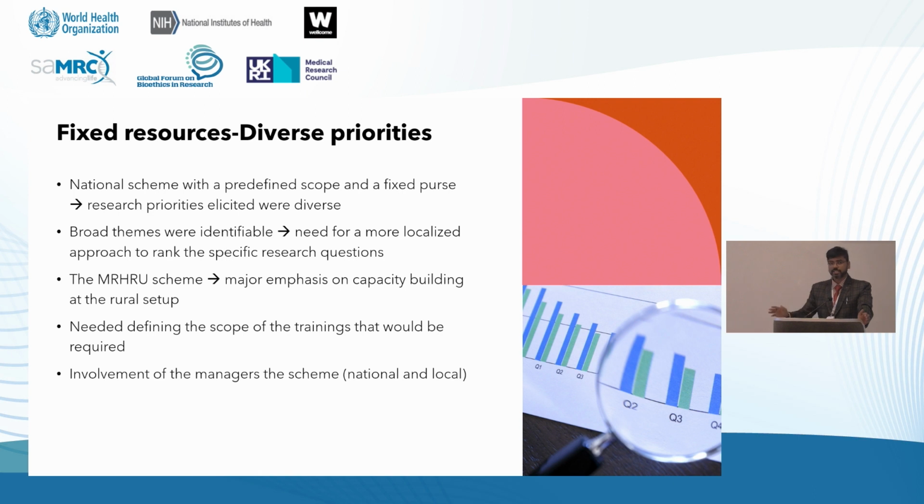Now, the next challenge was, what do you do when you have so many diverse priorities and very fixed, limited resources? This was a national scheme with a predefined scope and a fixed purse, like I said, and the research priorities that we got were very diverse. While broad themes were identifiable from the first 2 rounds of survey, we realized that there is a need for a more localized approach to rank specific research questions.